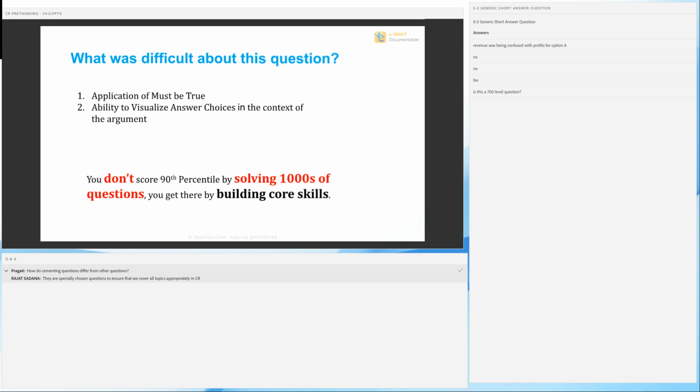And the reason why I want to make sure that that's important is because each and every hard question is going to test the same skills, and you can solve countless questions, but unless and until you build those skills, you're not going to get to that 90th percentile.